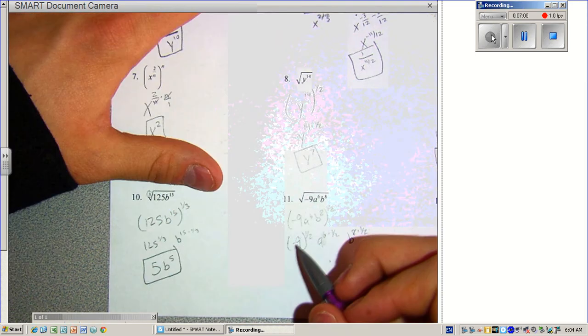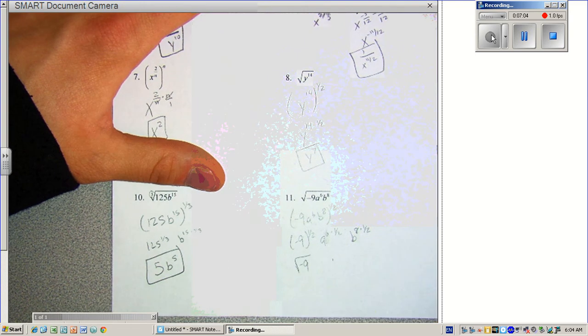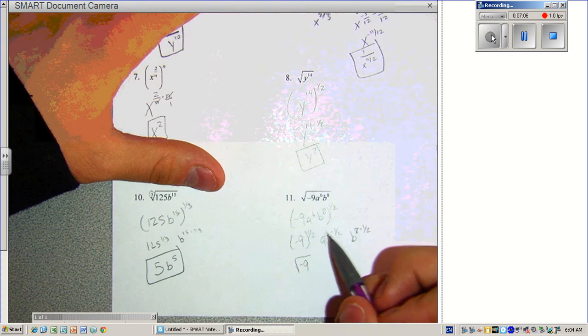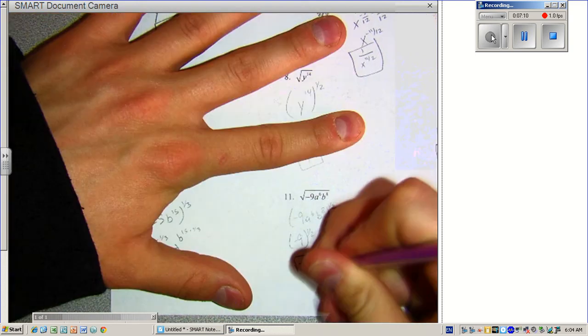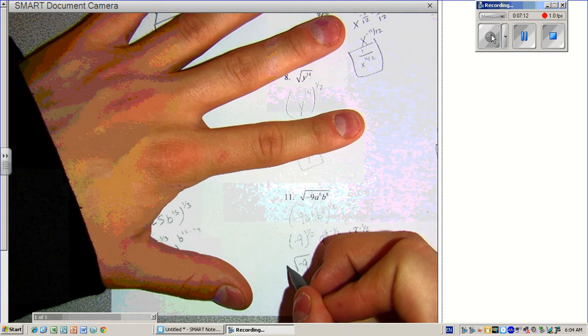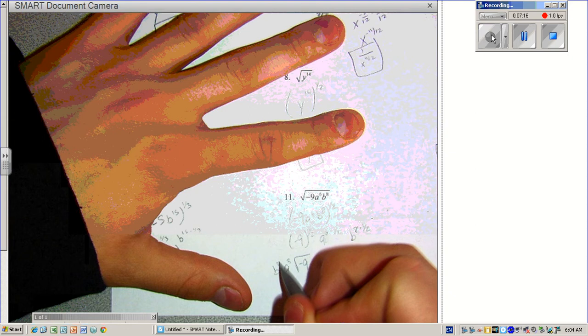There is no square root of -9, so I'm actually just going to leave it like that, because we have nothing we can do so far. Then 6 times 1/2 gives me a to the 3rd, so I'm going to put that out front. A to the 3rd, and 8 times 1/2 is b to the 4th. So I'm going to leave it just like this.